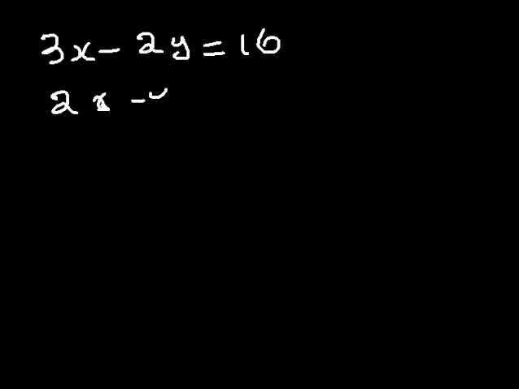Now let's go into the typical case and see how we can apply the elimination method in actual cases. Let's say we have 3x minus 2y is equal to 16. Then we have 2x minus y is equal to 6. So how can you solve for x as well as y for these two simultaneous equations using the elimination method?